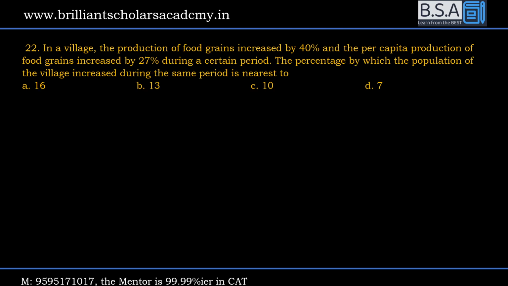Chalo. This is a prehistoric question from CAT 2017. In a village, production of food grains increased by 40%. The per capita production of food grains increased by 27% during a certain period. The percentage by which the population of the village increased during the same period is nearest to.